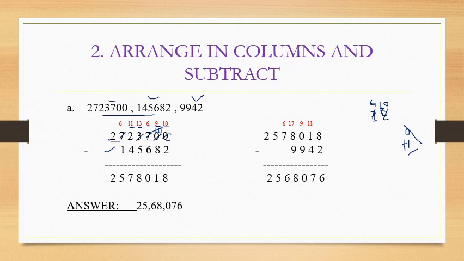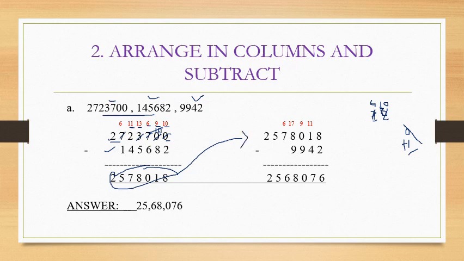So 10 minus 2, 8. 9 minus 8, 1. 6 minus 6, 0. 13 minus 5, 8. 11 minus 4, 7. 6 minus 1, 5. And 2 is 2 only. Okay, now this is not the final answer you got.